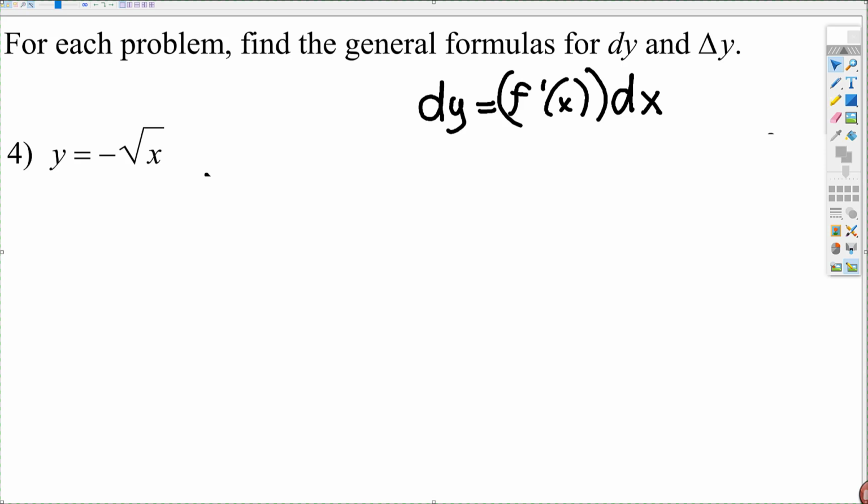Okay, now we're going to go one step deeper. For each problem, find the general formula, dy, and then find the delta y. That's the distance between the y1 and the y2, right? That's the change in those two values. So here's the general formula.